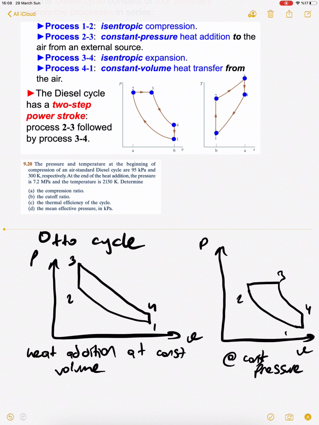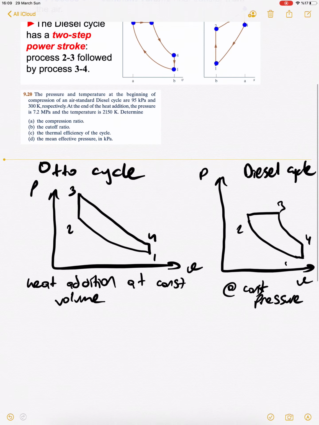So the major difference now is that we have work during heat addition from 2 to 3 and 3 to 4. However, we don't have any work term for the Otto cycle. This is the diesel cycle. These are the major differences between them.